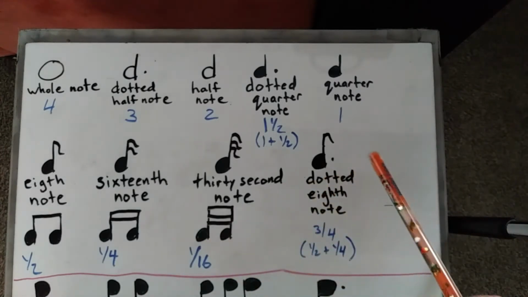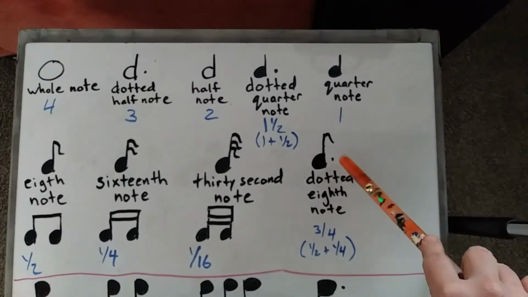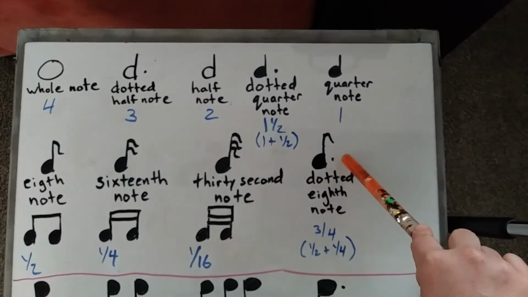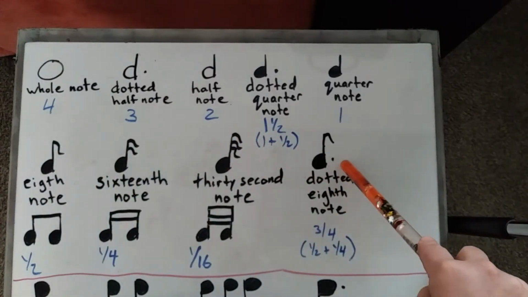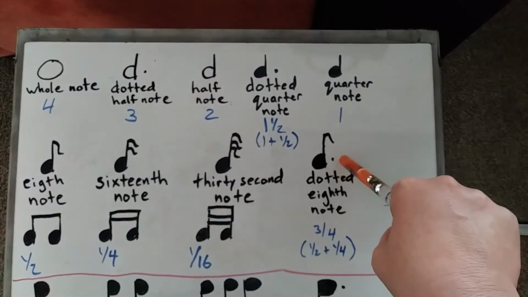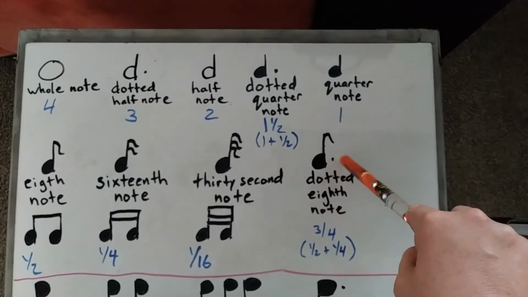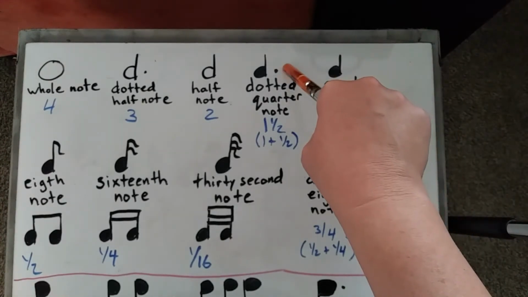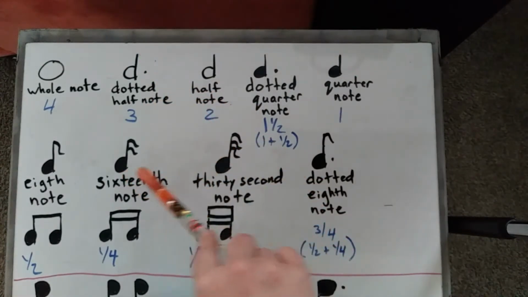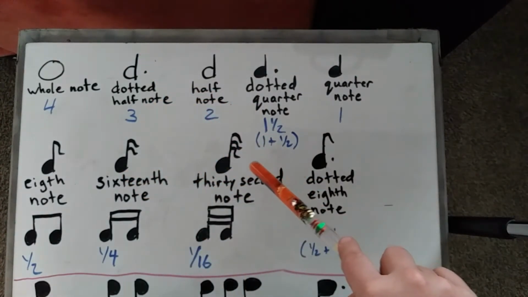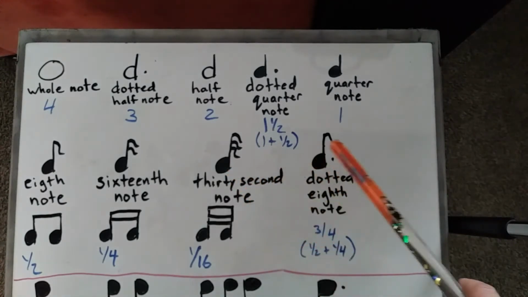Now I want to add in here a dotted 8th note. You'll notice it looks the same as the 8th note, except that we have added a dot to the right side. You can add a dot to any note. We see here a dotted 8th note, a dotted quarter note, a dotted half note. You could have a dotted 16th note. You could even have a dotted 32nd note. You won't see those as often, though.